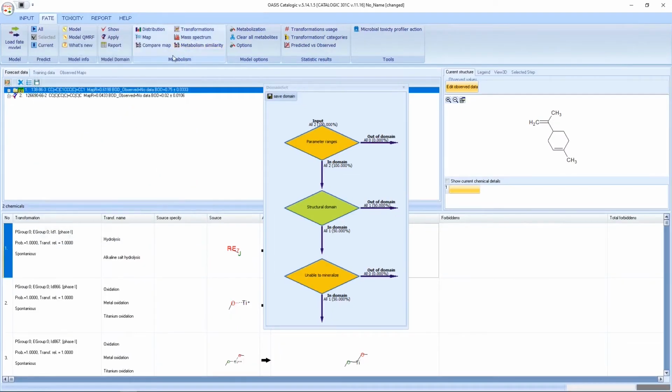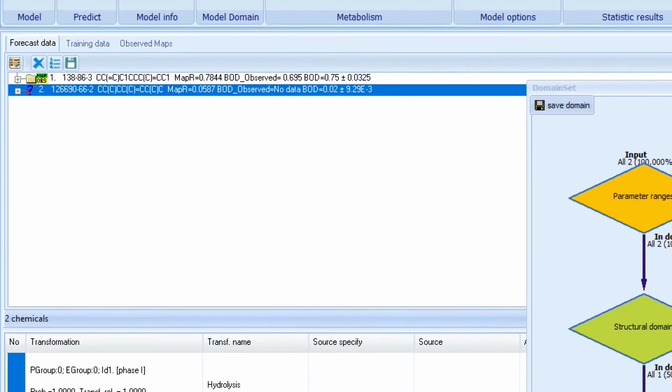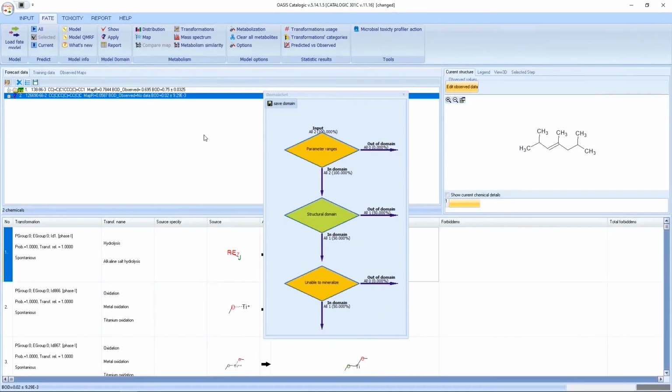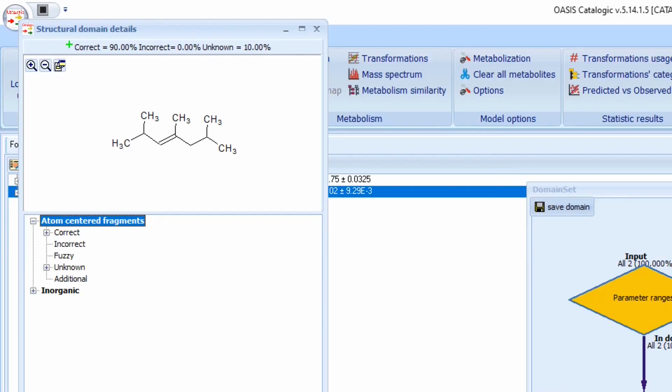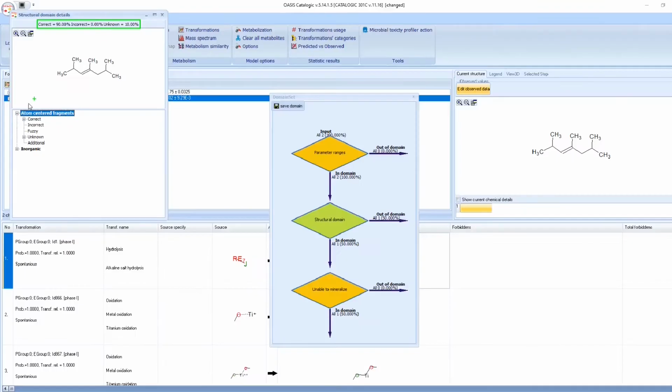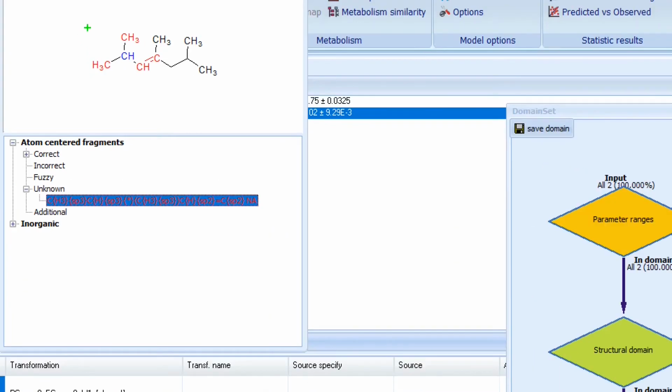Let's have a look at another chemical. Obviously, it is out of applicability domain. We need to figure out the reason for out-of-domain prediction. We can easily see that it belongs 90% to the structural domain layer and has 10% unknown fragments. The highlighted fragment is the unknown fragment.